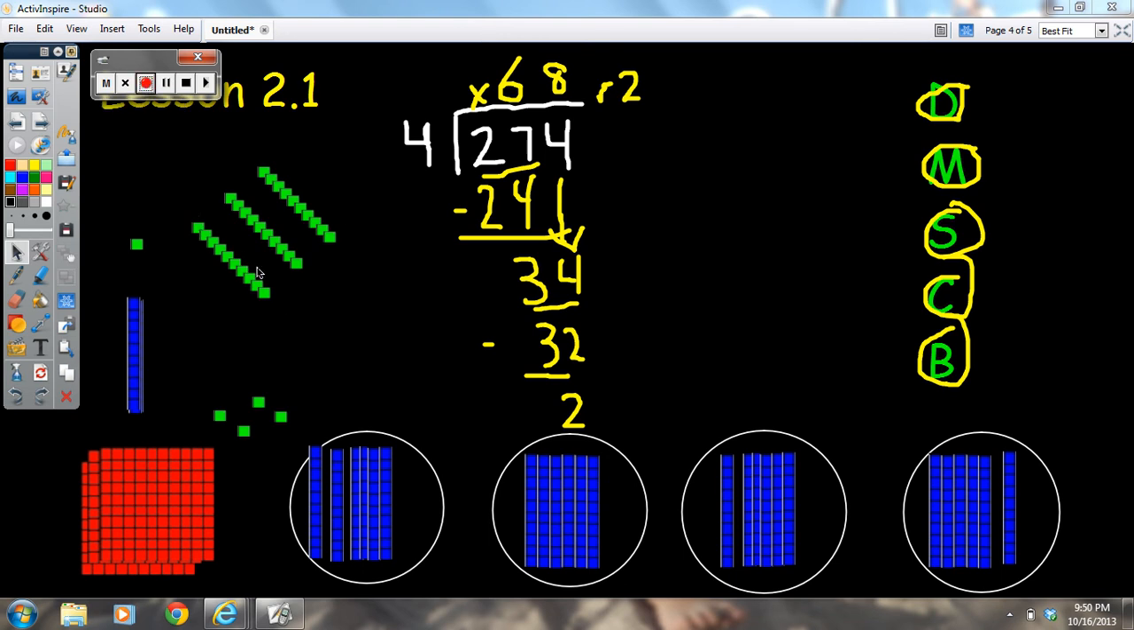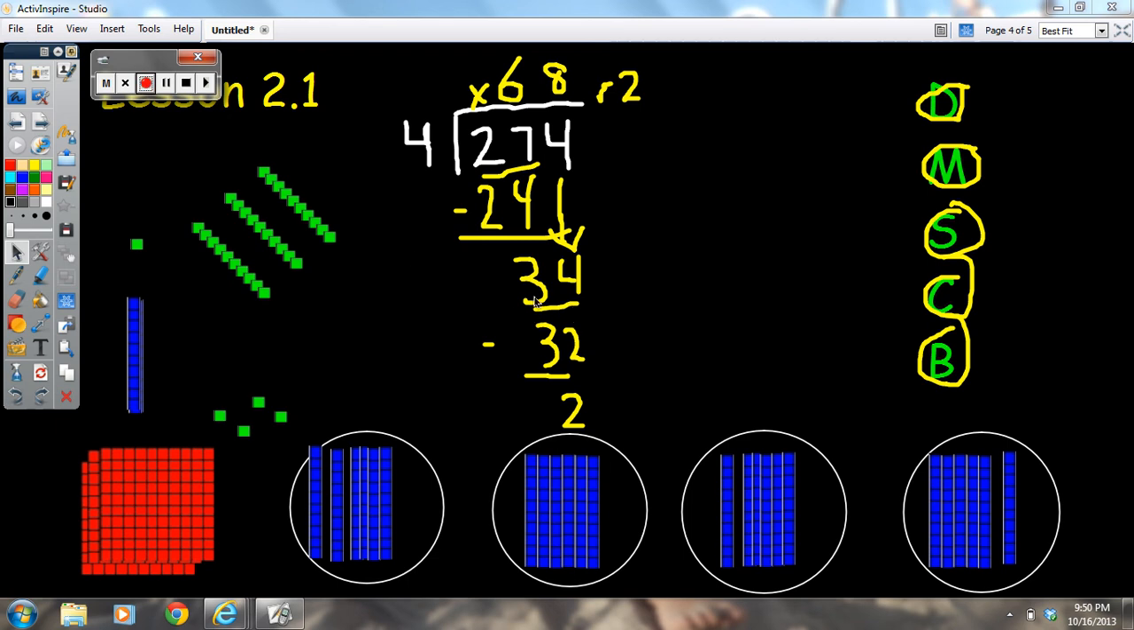So we replace each of those tens blocks, those 3 tens blocks, with 10 ones. So what we were left with was the 30 ones plus the 4 ones that we originally had from 274, and that's where we came up with our 34. We regrouped. Bringing down is just like regrouping. We regrouped it and we got our 34.